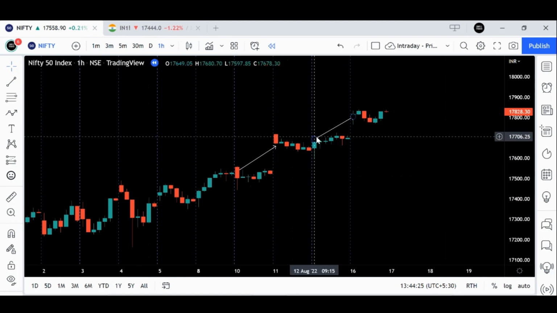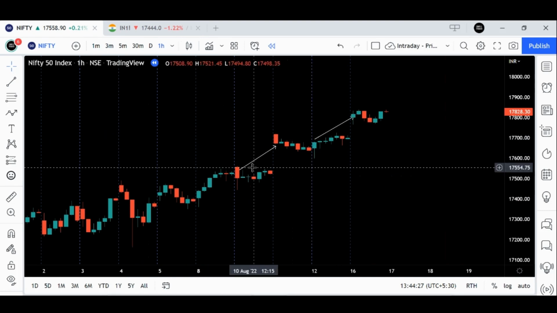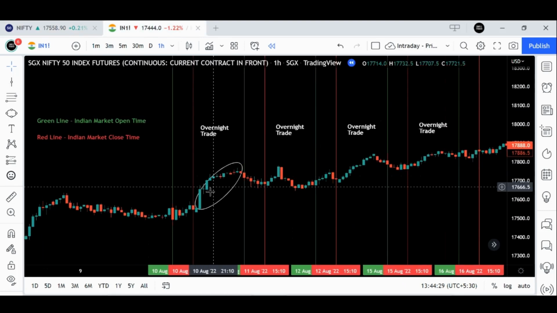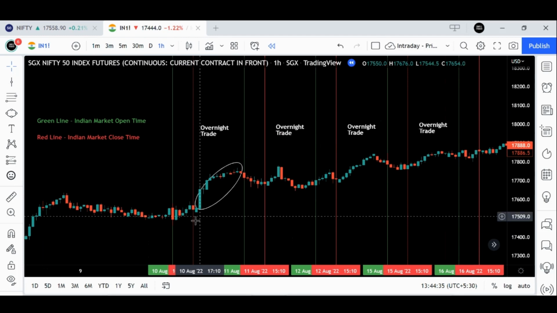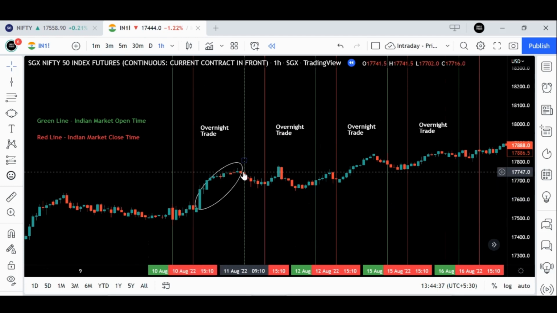So this is a flat opening, but here it was a gap up because the overnight traders pushed the price from this point to this point. This is how gaps are forming, and this is how the gap up and the gap down will form in the market.